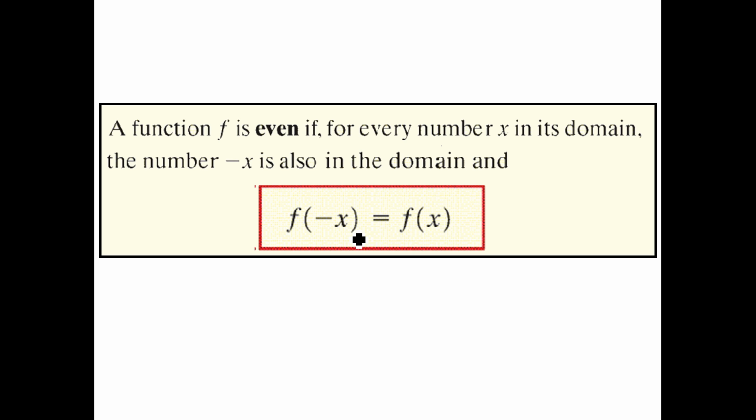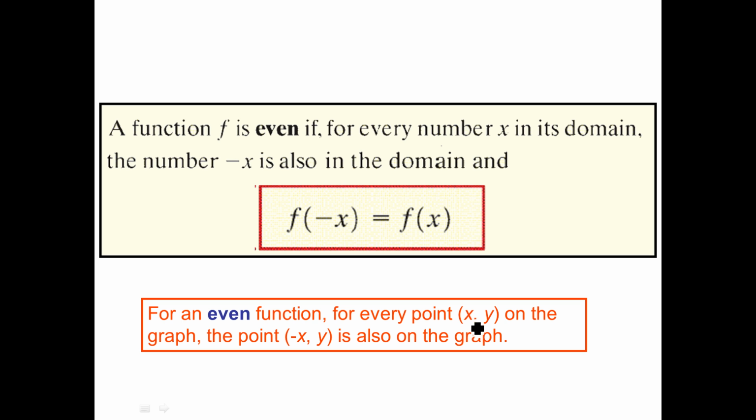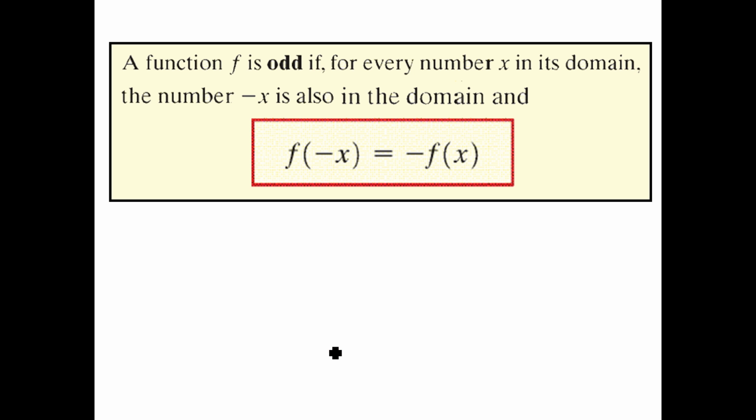So let's think about what that means. If you plug in x and plug in negative x, you get the exact same thing. So x and negative x get you the exact same y value. Alright, so x comma y and negative x comma y will be on the graph, right? You plug in x, you get y. You plug in negative x, you get y.